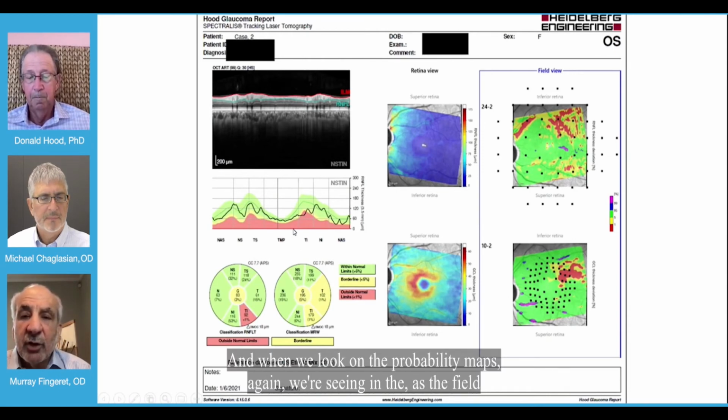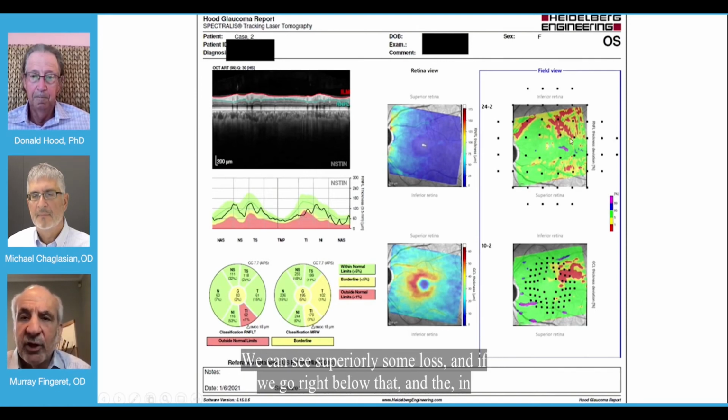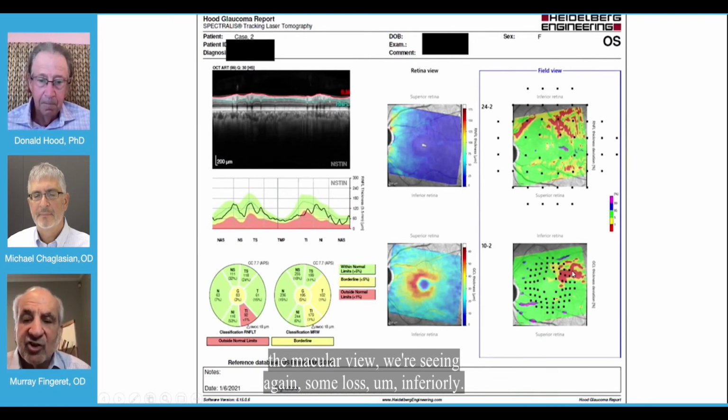And when we look on the probability maps, again, we're seeing the field view, so everything has been flipped around, we can see superiorly some loss. And if we go right below that in the macular view, we're seeing again some loss inferiorly.